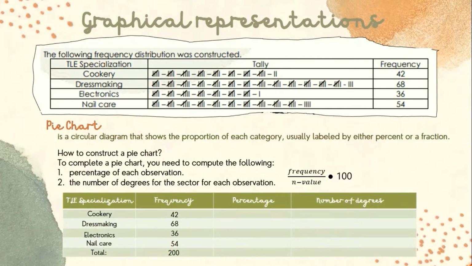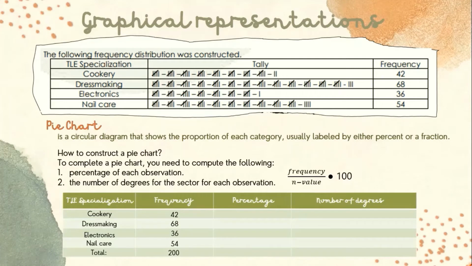Now, for the percentage of each observation, kailangan natin gumamit ng formula na ito. Frequency in each category divided by the end value multiplied by 100. Ang ating frequency per category ay 42 for cookery, 68 for dressmaking, 36 for electronics, and 54 para naman sa nail care. At ang ating end value ay 200.